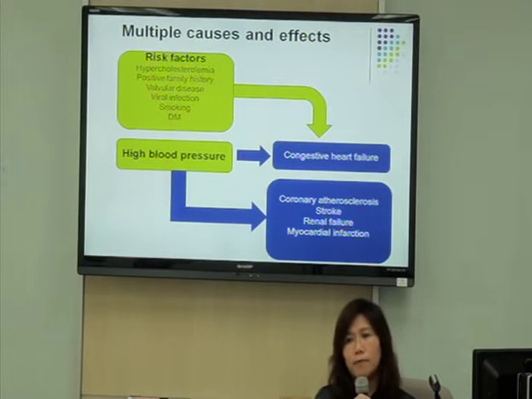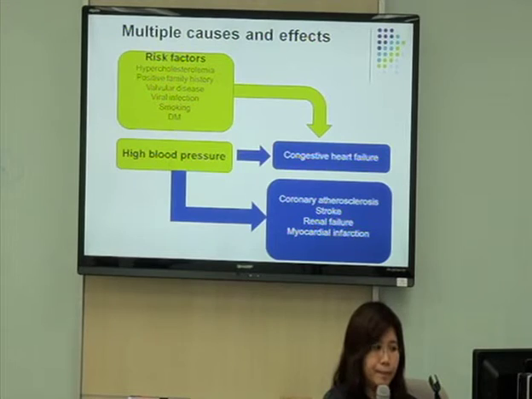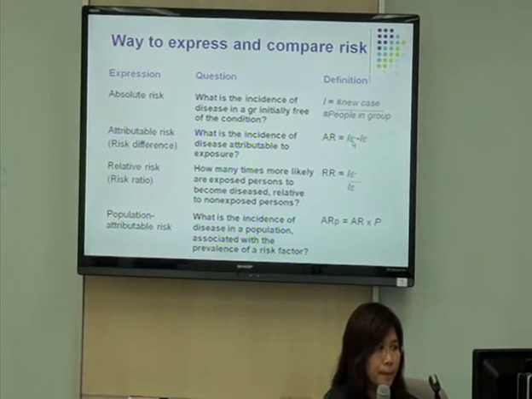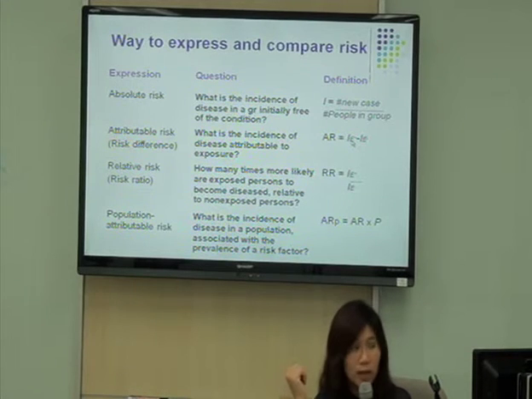But if you do a cross-sectional study, everything happens at the same time. It's hard to clarify which comes first. So that's why you need a cohort to follow up. I think we already talked about this one, right? The way to express and compare risk.